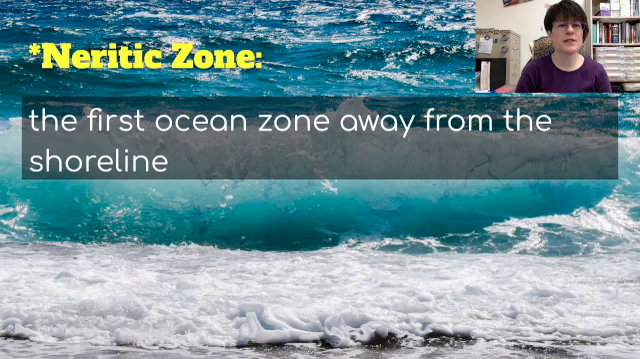There's the neritic zone. This is the first ocean zone away from the shoreline. This is where a lot of the life is. This is where we go fishing and all of that. So there's a great deal of diverse life in this area.